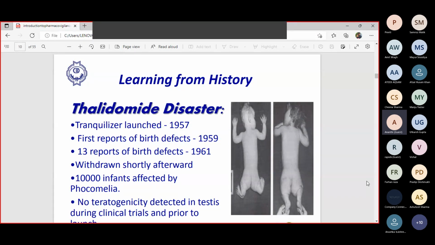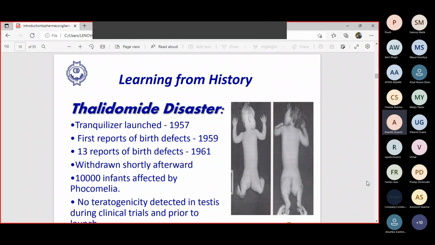What is phocomelia? Whichever mothers took the drug thalidomide, the babies were born without limbs. You can see in the picture: no hands, no limbs, the baby is born without limbs. Only then did everybody get very stunned that a single drug could give so many severe side effects. During the research, no one found out that there was a serious adverse event.